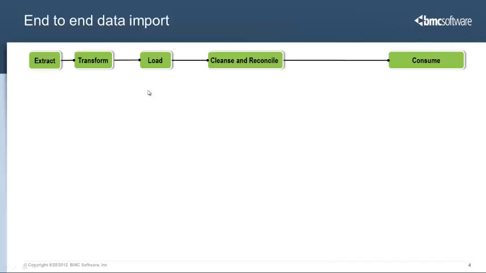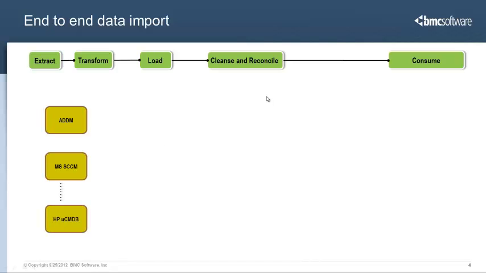Now let's take a quick look at where Atrium Integrator fits into the overall life cycle of data flow. At a high level, data in a discovery source goes through broad steps of extract, transform, load, and then of course cleanse and reconcile. Then it becomes ready for data consumption. Atrium Integrator plays a pivotal role in the first three steps of extract, transform, load.